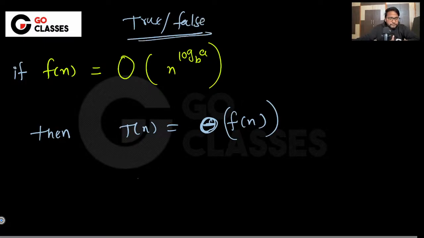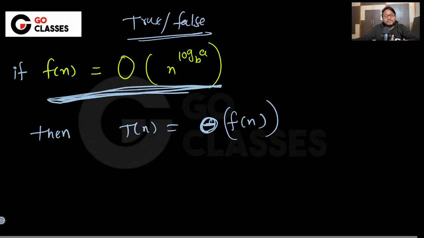Is this true or false? See here, I am not saying Fn is lesser than this. That's correct, right? But I am not saying how much lesser. Since I'm not telling you whether it is polynomially lesser or not, I can't say anything. Let's suppose this option is n to the power log base b a. I'm just asking you true or false.